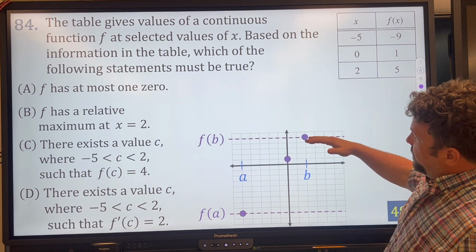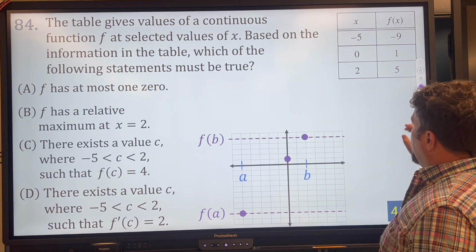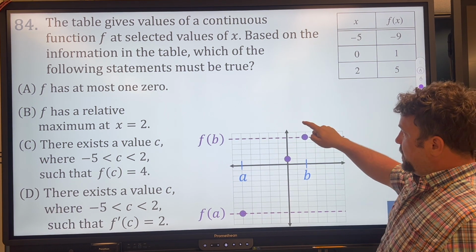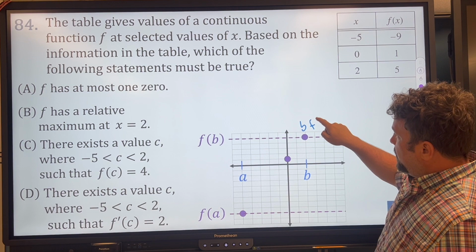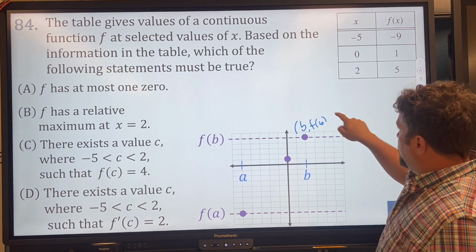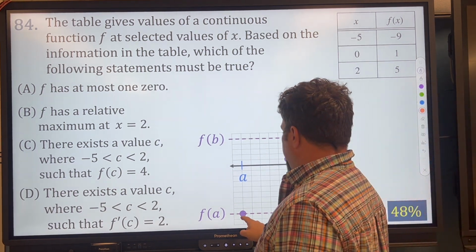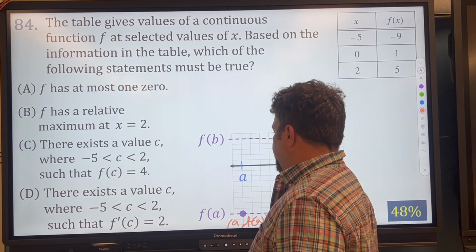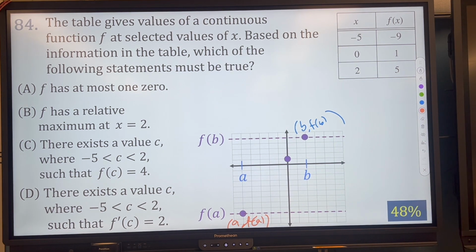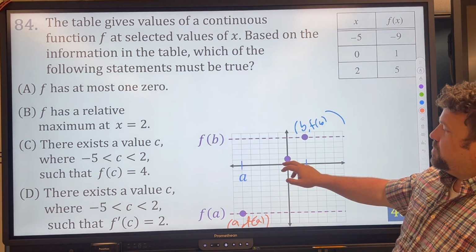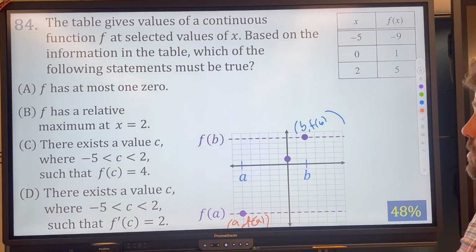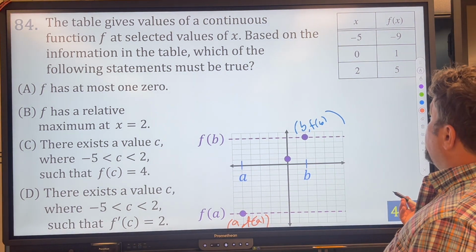I know that my f of b is going to be one of my highest values, right? So this point right here is b, f of b. This point down here is a, f of a. Because the f of a and f of b are just your y values. So there exists a point here that has the following. Does f have at least 1 zero? Is that true? Does f have a relative maximum at x equals 2? Do we know if that's true or not?